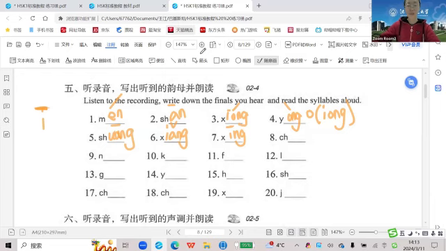Okay, number 6. 唱. Quickly. Yes, right. You are so quick. Yes, the final is ang, and the tone is the fourth tone. 唱. Okay?